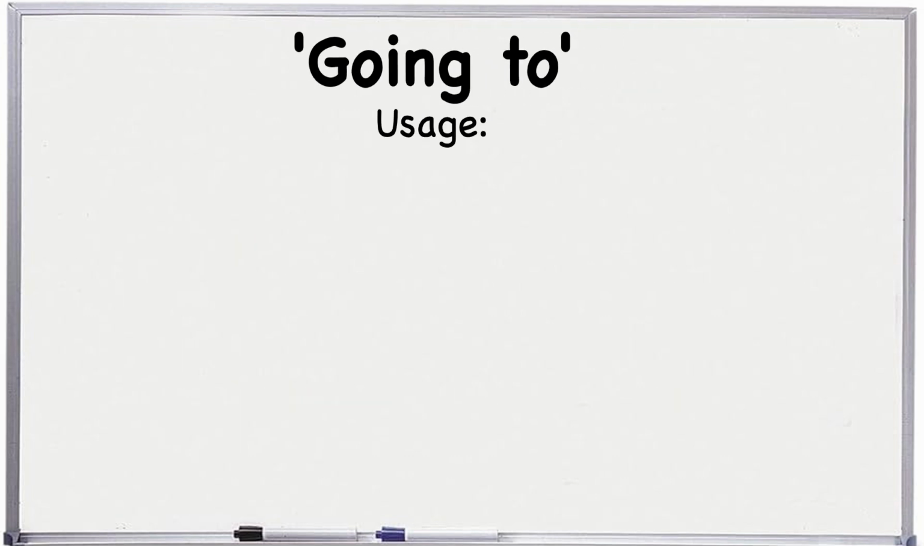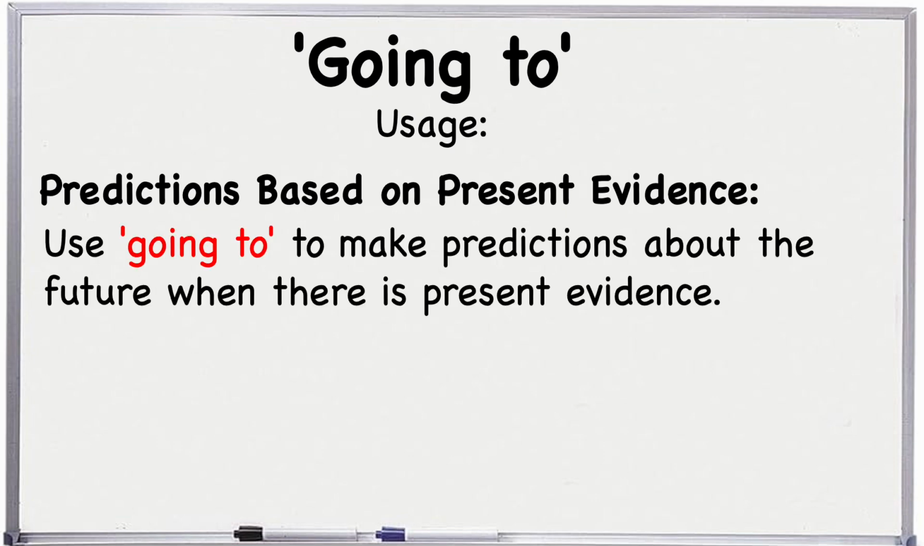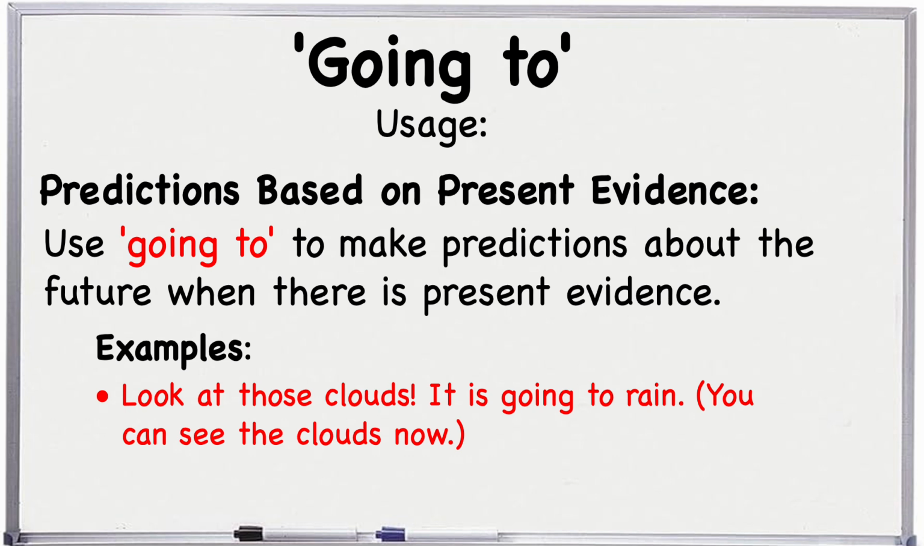Another usage for going to is predictions based on present evidence. So we use going to make predictions about the future when there is present evidence. So for example, look at those clouds. It is going to rain. So we can see the clouds now and we can predict that it's going to rain.